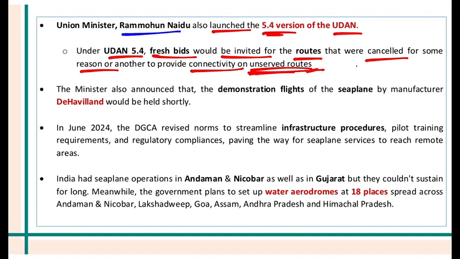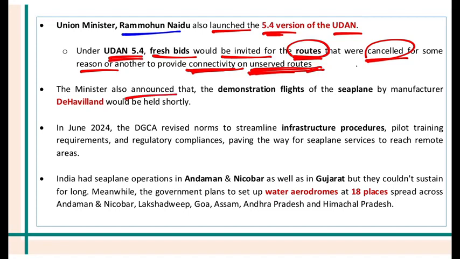So for example, if you want to take a flight from, let's say, Delhi to Palakkad in Kerala. Now Palakkad does not have an airport. So that is an unserved route. I'm just giving you one example, right? There were a lot of routes where connectivity was not provided, and the government wanted air routes, but they were cancelled for some reason or another. So those cities will be connected under Udan 5.4.